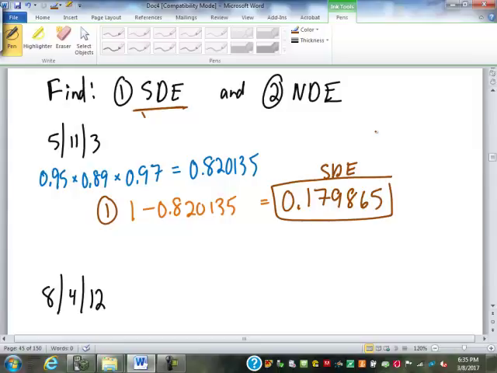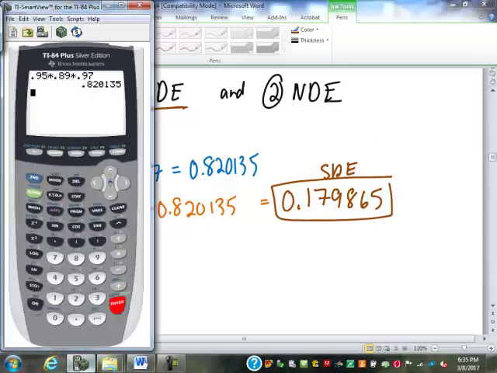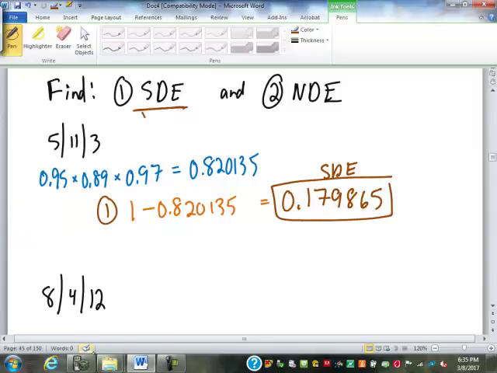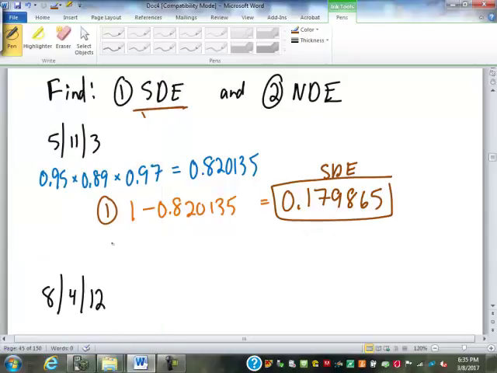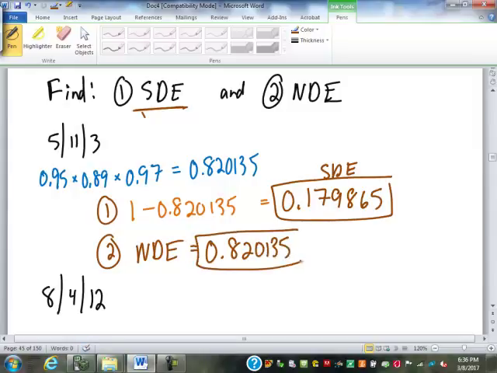I think it'd be 0.820. You get 0.786315. 95, 89, and 97. I can try it again just to make sure. 0.95 times 0.89 times 0.97. Nope, I mean 0.820135. So is the 0.820135 the net discount equivalent? Yes, it is. Okay. So yes, the net decimal equivalent is the 0.820135.